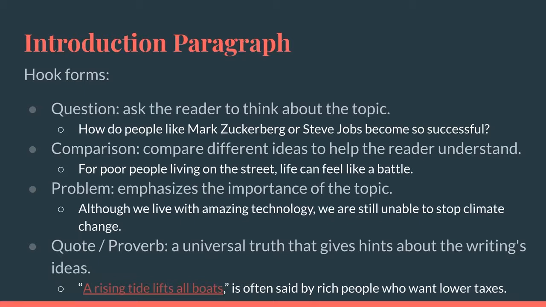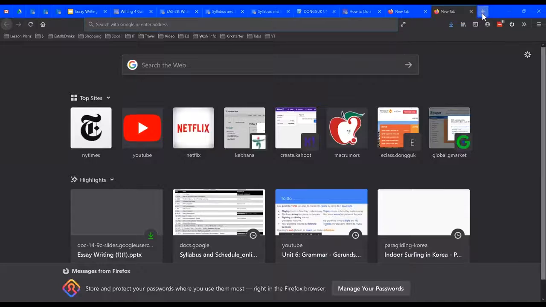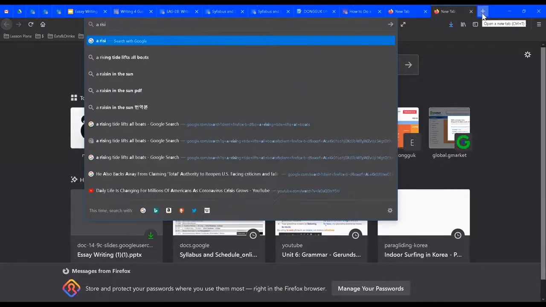So I have this example sentence here, which is "A rising tide lifts all boats" is often said by rich people who want lower taxes. So I actually have a picture here, but I can't get to it because I don't know if you can see this little control thing. So I'm going to show you what I mean by "a rising tide lifts all boats."